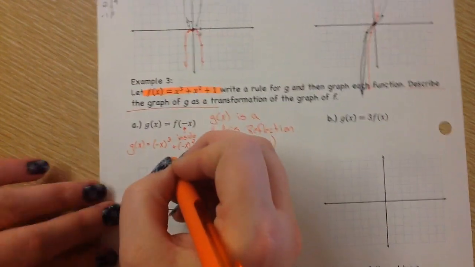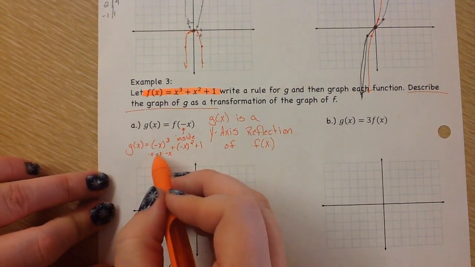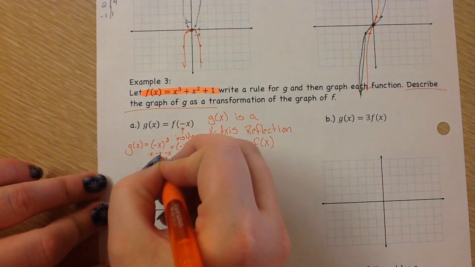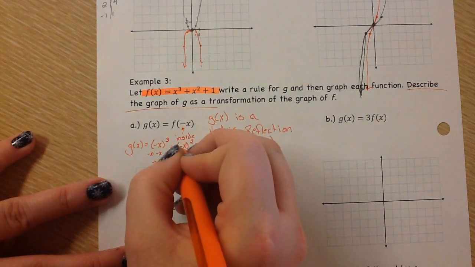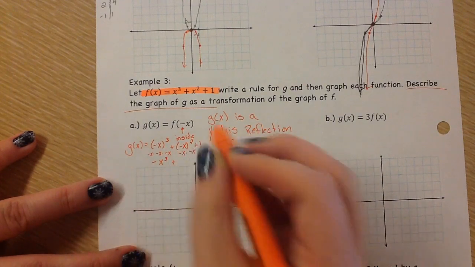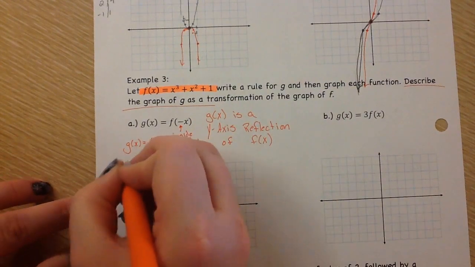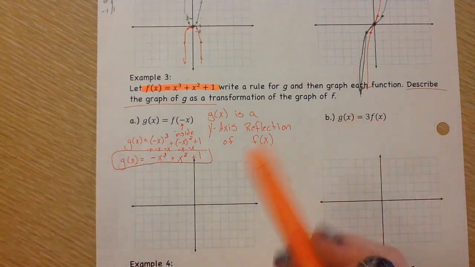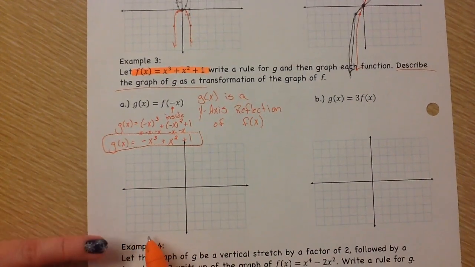So negative x to the third, well that's negative x times negative x times negative x. Negative, negative, negative gives me negative x times x times x is x to the third. So I'll have a negative x to the third plus negative x to the second, that's negative x times negative x. Negative times negative is positive. X times x is x to the second, and then a plus 1. So there's my g of x equals this guy right there. Okay, and then now I want you to go ahead and graph those two functions.